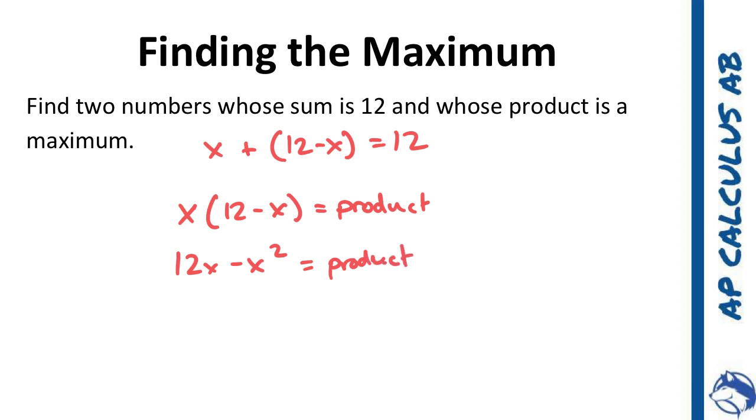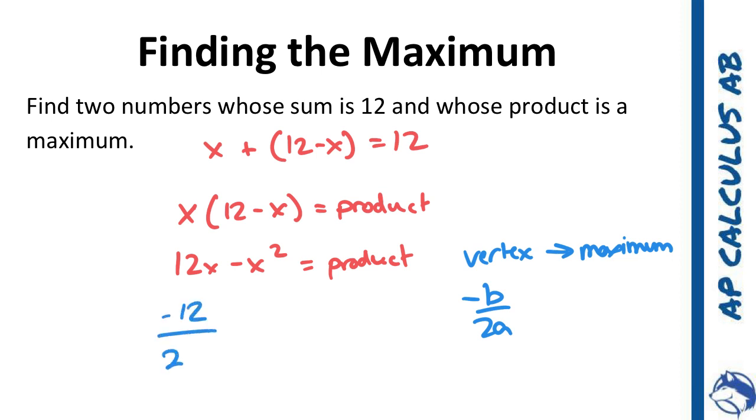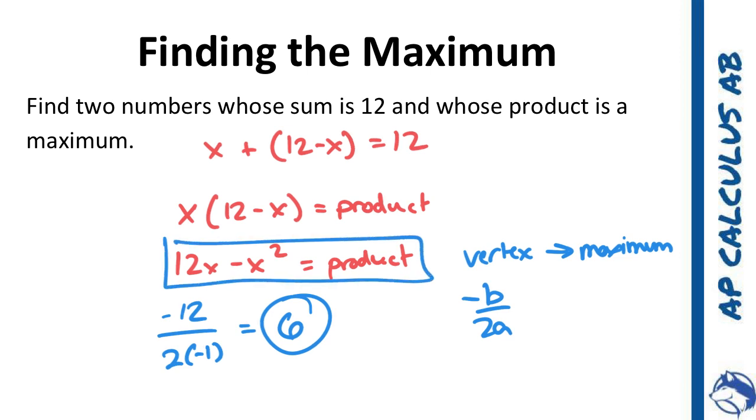Well, in the past, we've used the vertex, which is either our highest or lowest point. In this case, it's going to be a maximum, to figure this out. And the way we did this is we did negative b over 2a. So if I did that, I would get negative 12 over 2 times negative 1, which ends up with 6. And so what we would find is that 6 would be our value for x, or our first number, and then 6 would be our second number. And when we multiply them together, our max product would be 36. And if you were to graph this function, you would see that right at the highest point, it would be when x is equal to 6.